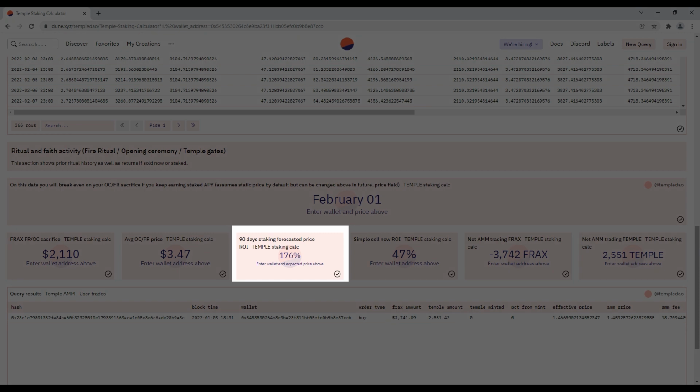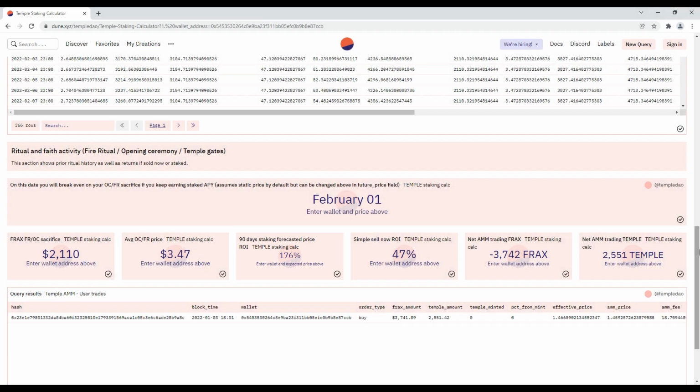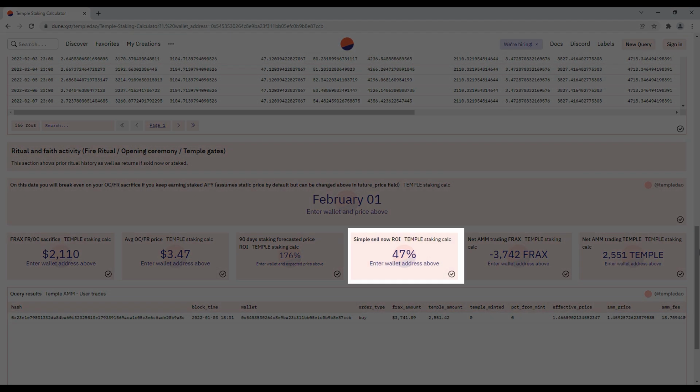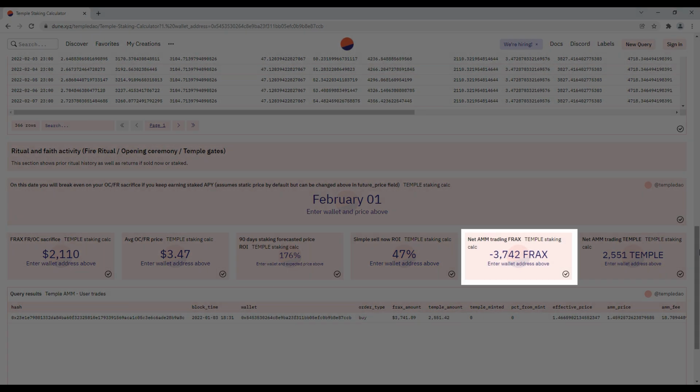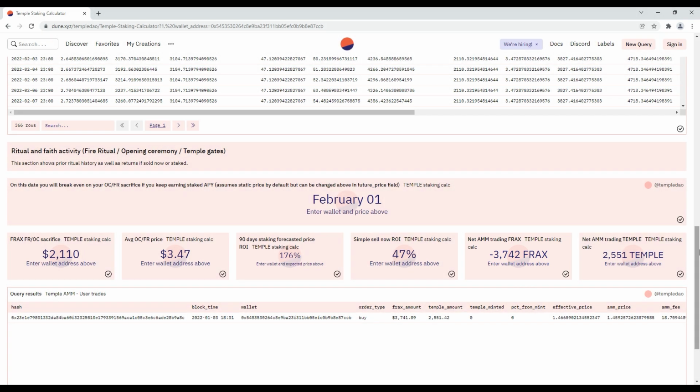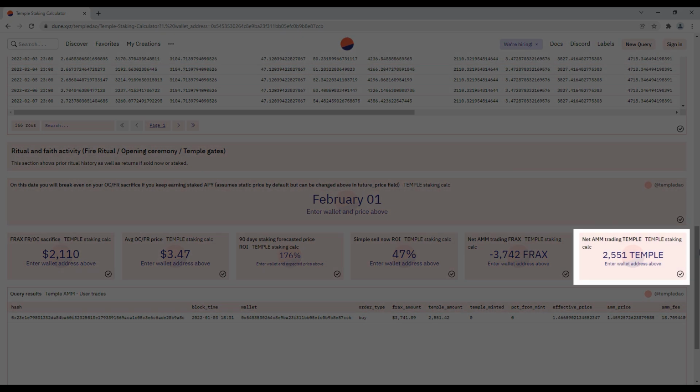90 days staking forecasted price ROI is your percent returns if you stayed staked for 90 days. Simple Sell Now ROI is your estimated returns for all your Temple tokens at the current price. This is how much USD you end up with if you sell everything now, assuming no slippage. Net AMM trading Frax is your total Frax made minus Frax spent on the AMM. Net AMM trading Temple is your number of Temple bought minus Temple sold on the AMM.